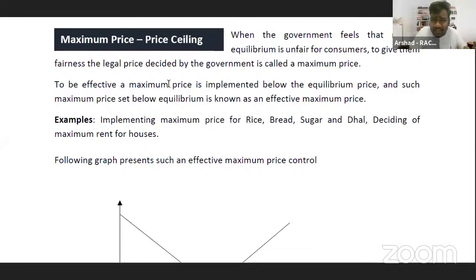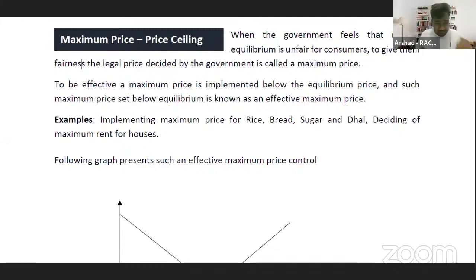So this maximum price is put to do what? To benefit the consumer. Why? Because the government feels that the equilibrium price is too high. They feel that the market equilibrium, the demand and supply, the price there is too high. So because of that, they set a price below the equilibrium.